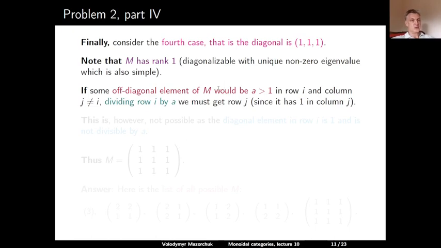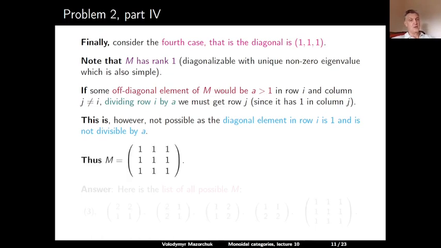But this is of course not possible because row I has the diagonal entry 1, so it's the entry in column I, and this is not divisible by A. So this is a contradiction. Therefore, all entries of M are equal to 1, and M is just the matrix 1, 1, 1, 1, 1, 1, 1, 1, 1. And now we can just collect the answer.